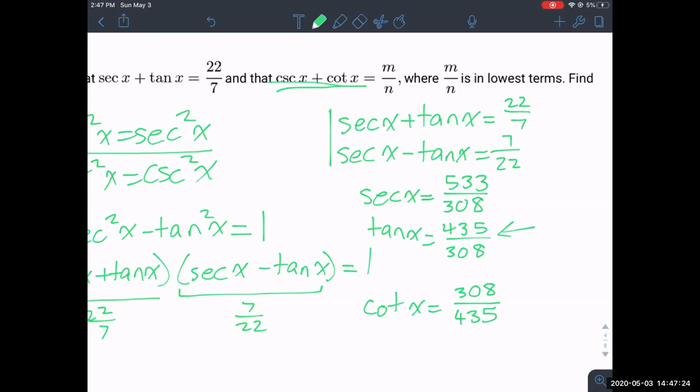The reciprocal, I mean. And as for cosecant, remember that it's 1 over sine. So now we want to find what 1 over sine is. First, let's find what cosine is. So secant x is the reciprocal of cosine. So cosine is equal to 308 over 533.